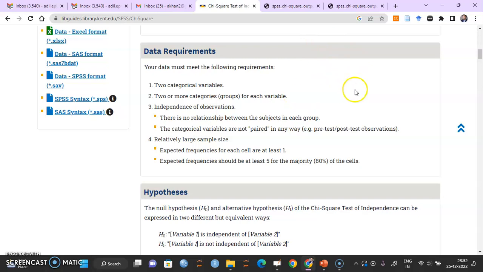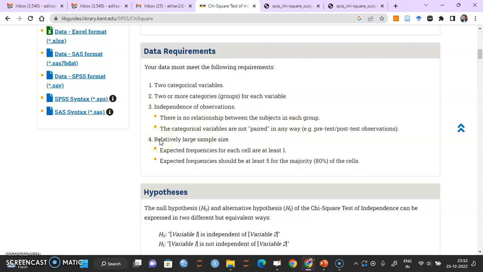We cannot have the same population pre and post. For example, you give some treatment and you test before and after treatment. The same person you will be testing two times, and you are forming two groups in that way. These two groups will not be considered for the chi-square test. The categorical variables are not paired in any way. Of course, if they are paired, we should go for McNemar's test.